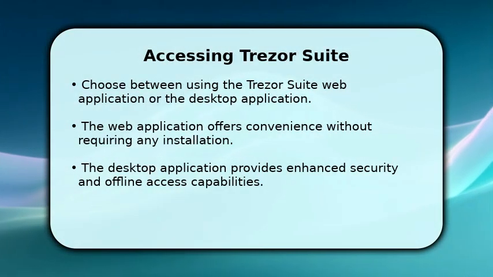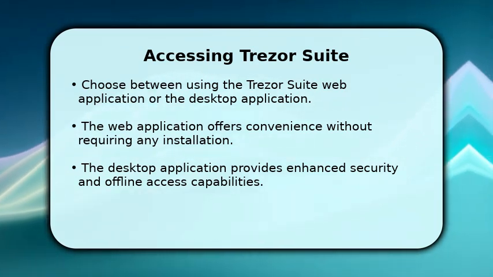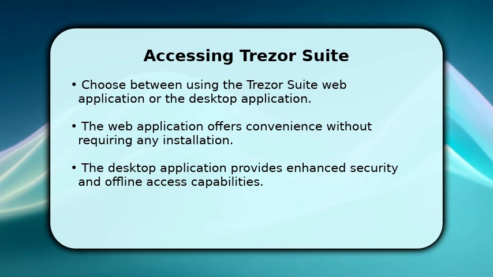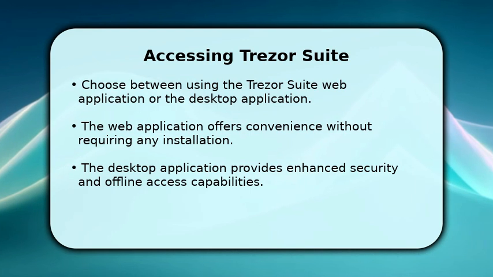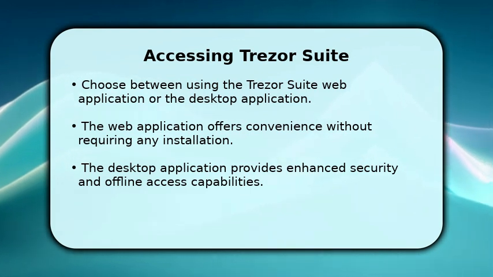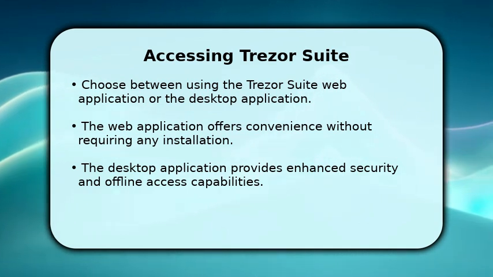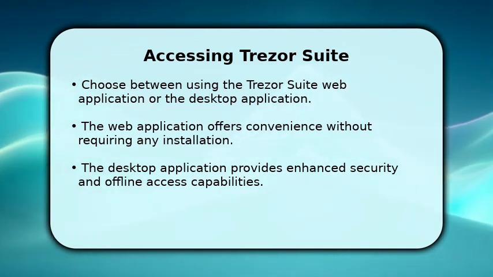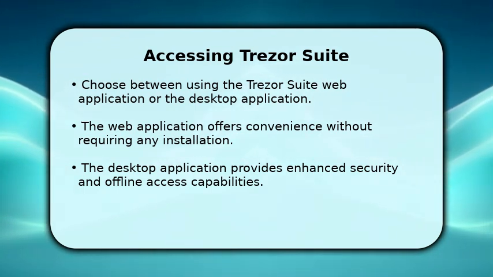Once your Trezor is connected, you have two main options to access Trezor Suite. You can either use the web application directly in your browser, which is super convenient as it requires no installation. Alternatively, for enhanced security and offline access, you can download and install the desktop application. Both options provide a secure gateway to your wallet, so choose the one that best fits your needs and preferences.